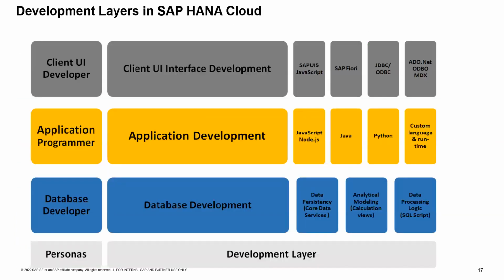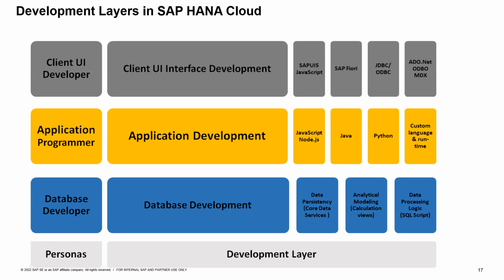So we have three main development layers for application development in HANA Cloud. For each of those layers, we need a specialist or developer persona. Starting from the bottom, we have the database development, where we define the data persistency, analytical models, and data processing logic, and we'll need a database developer for the same. So we'll be modeling using core data services, calculation views, and SQL scripts. So these technologies will be used.